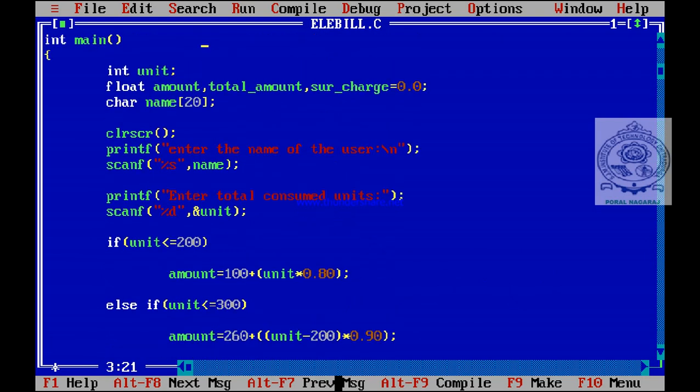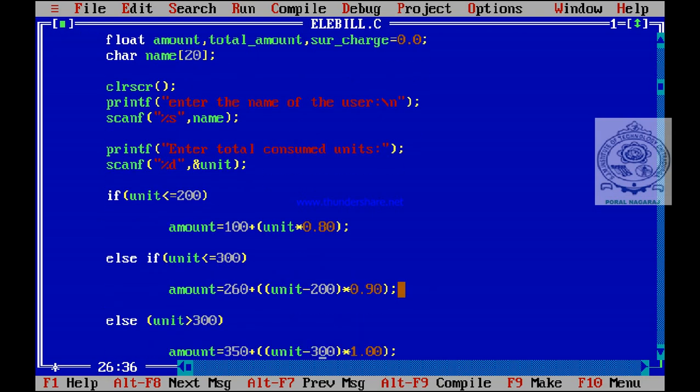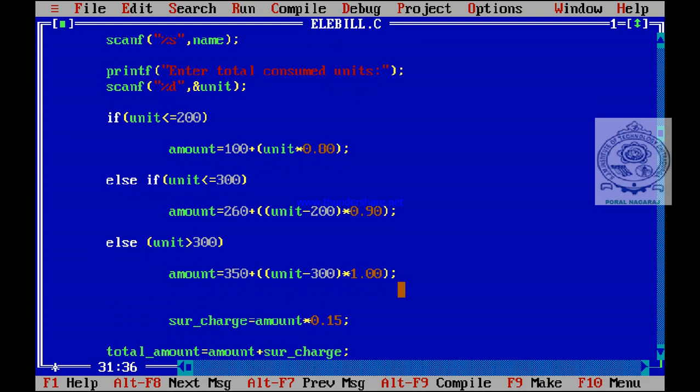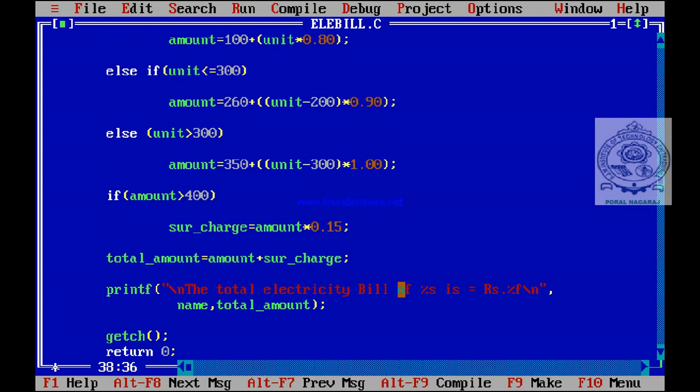Name is an array of 20 characters. So that's why we are using only name. Name is the name of the array. Okay, so that name we are writing here. Instead of name you can write A of 20. In such cases you have to write here just A. So here we have used name. For percentage F, the total amount has to be printed.